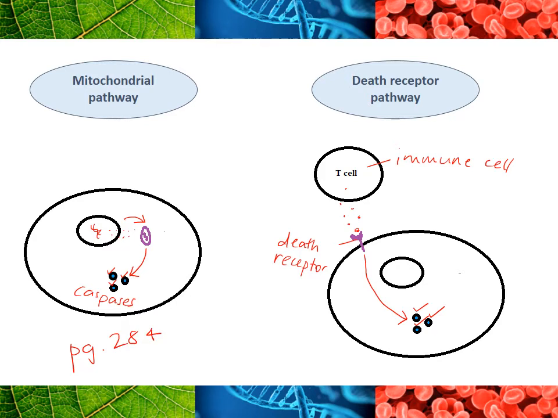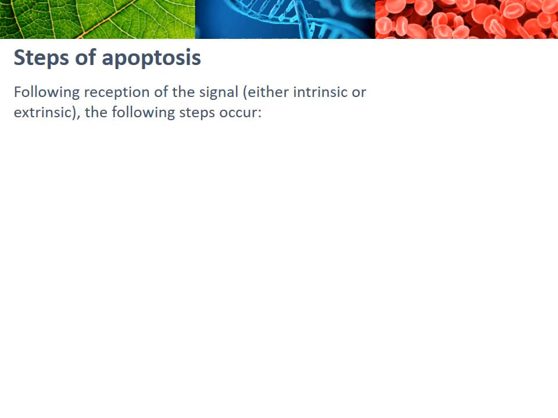Just note that the diagram in the textbook shows both of the pathways in one diagram, where actually you wouldn't get both pathways happening in the same cell. It would be one or the other. So once that signal is received, whether it comes from inside, the mitochondrial pathway, or outside, the death receptor pathway, the steps of apoptosis are the same.